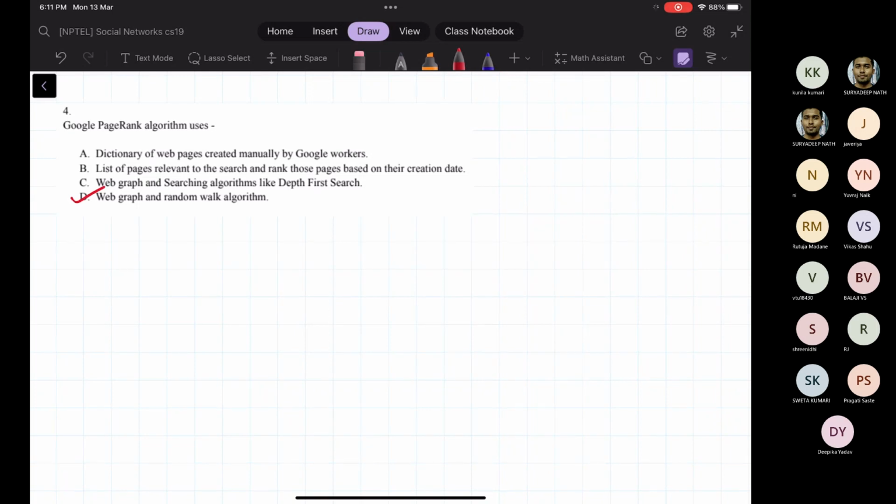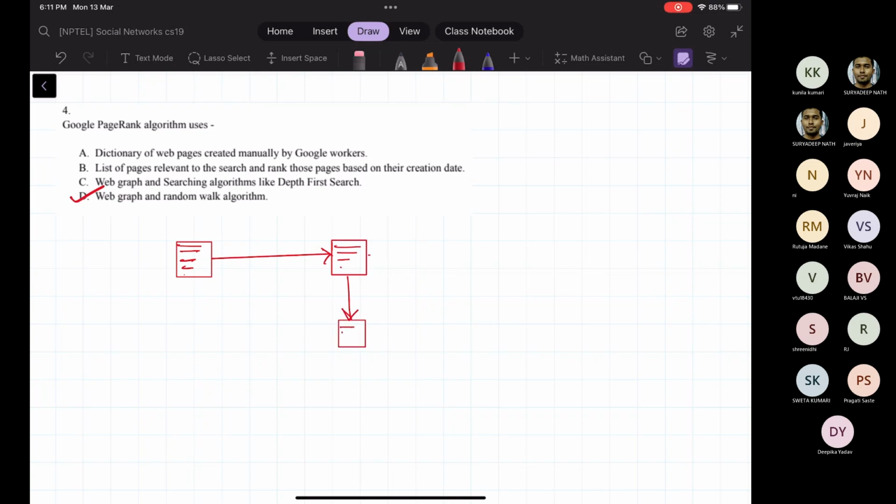This is how they collect the web graph. It randomly visits any node. It randomly visits a web page, and from there it hops on to another web page via the hyperlinks present on the web page, and it carries on like this. That is how the web graph is being collected.